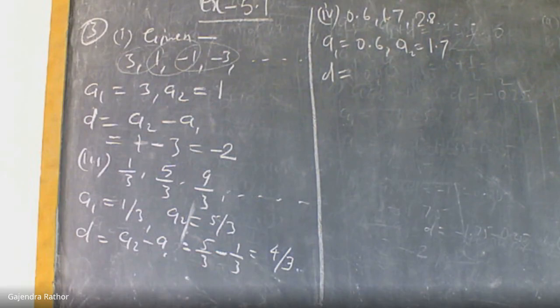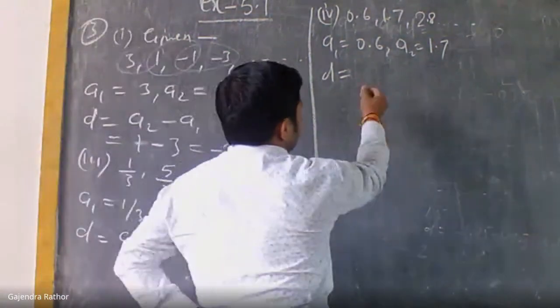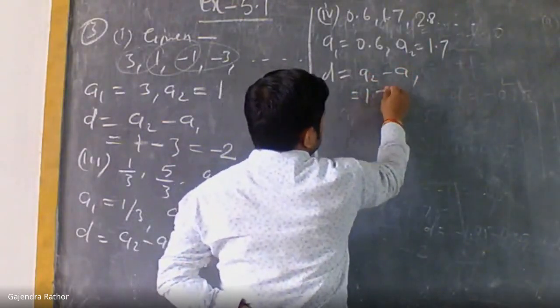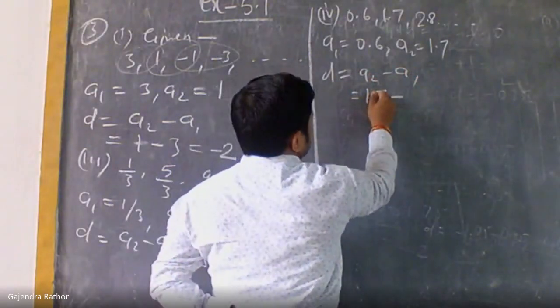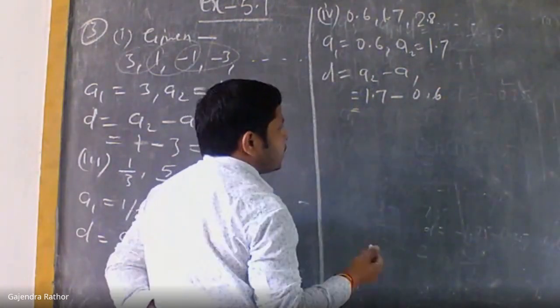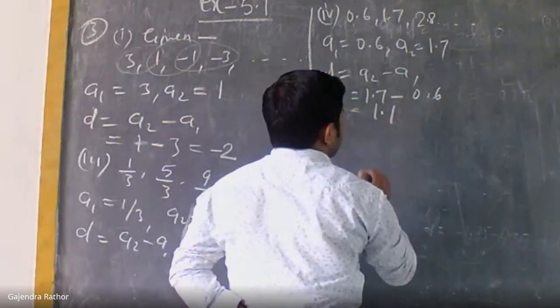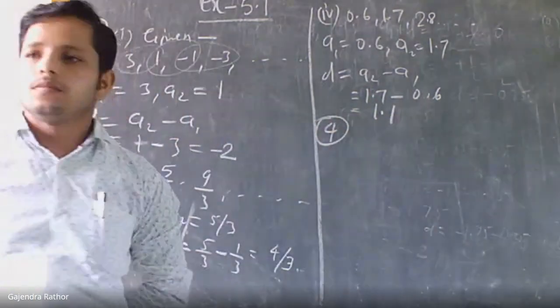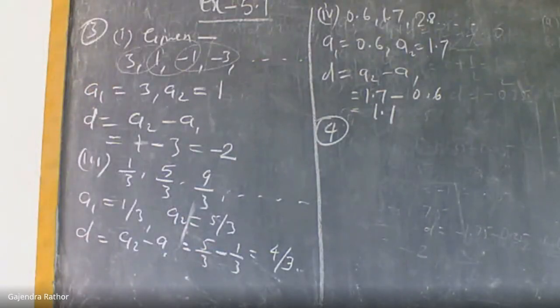Very good. Now let's see. D is equal to A2 minus A1. What is A2? 1.7, and A1 is 0.6. So we can subtract easily. The common difference is 1.1. So our third question is completed.